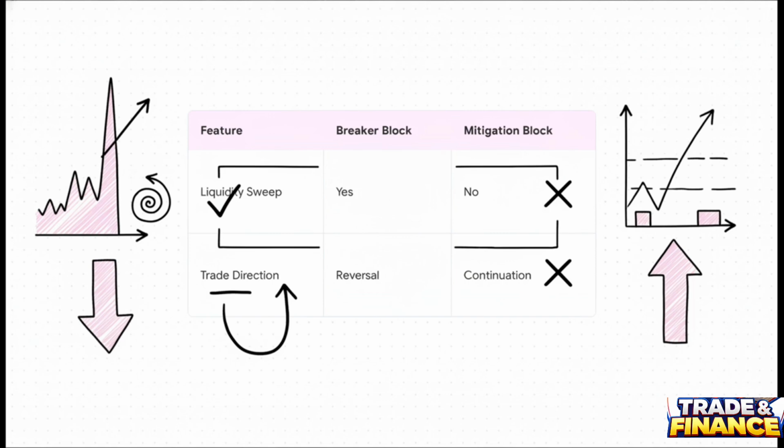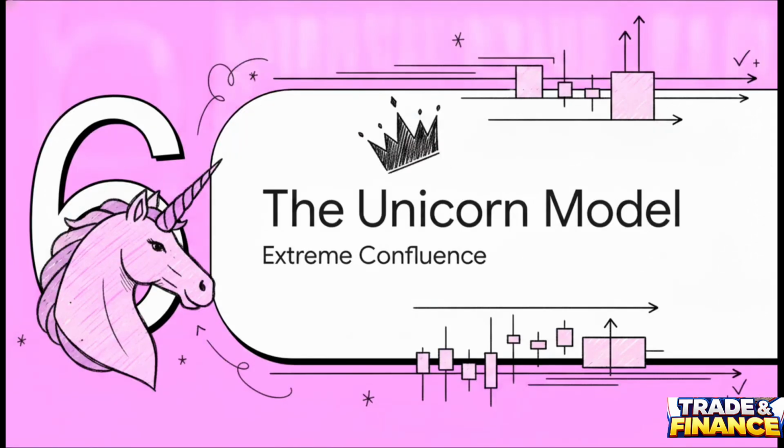A mitigation block, however, happens when the market fails to make a new high or low. There is zero liquidity sweep. The price simply returns to mitigate or close out underwater institutional positions before just continuing in the exact same trend direction. Simply put, sweep equals breaker, no sweep equals mitigation. And finally, Section 6, the unicorn model, representing extreme confluence.